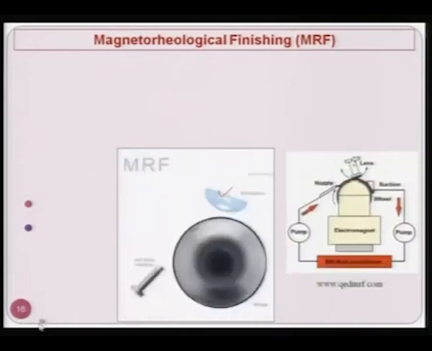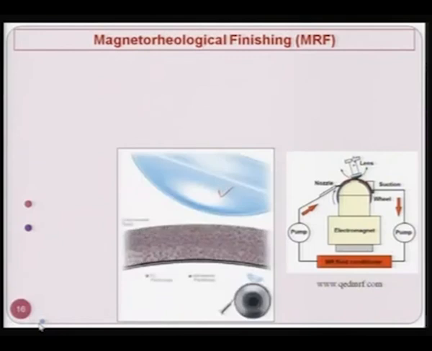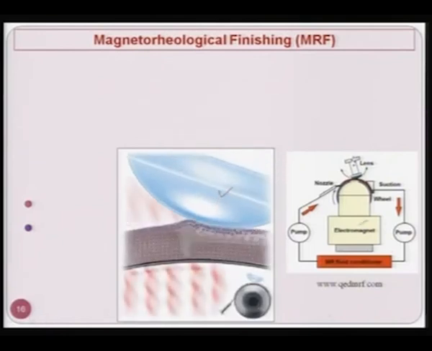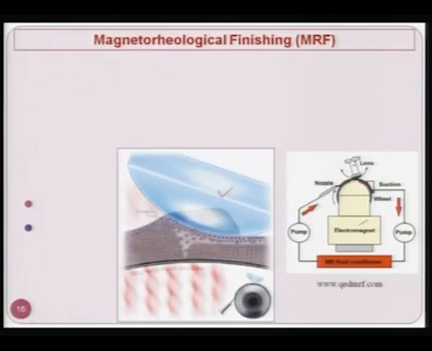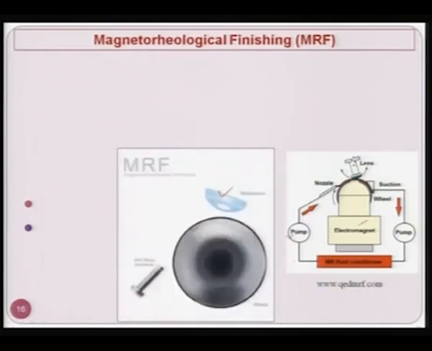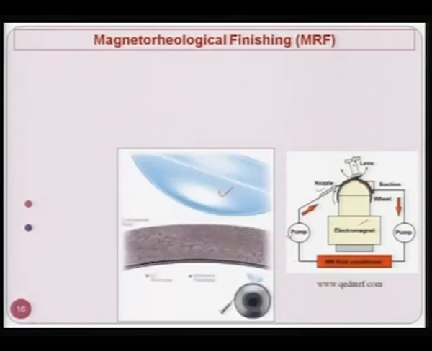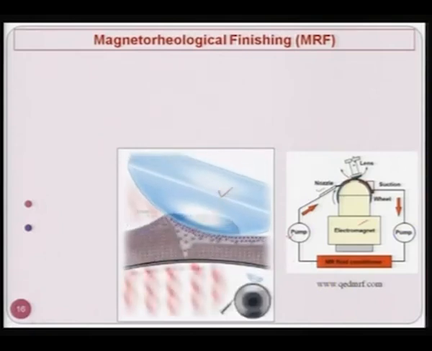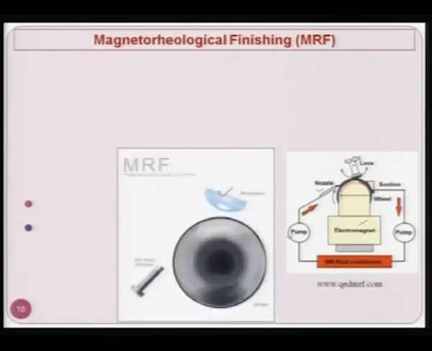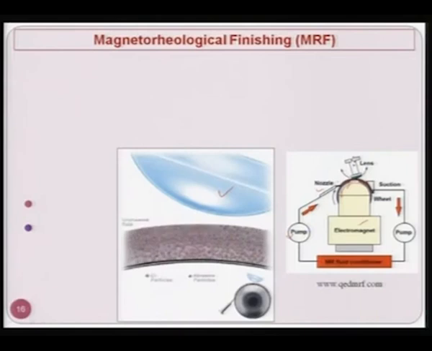If you see this figure, it clearly indicates what is happening in the left side figure. Here you can see there is the electromagnet, and there is the MR fluid conditioner, and a pump. This pump is pumping the MR polishing fluid to the nozzle. From the nozzle, the fluid is being dispersed on the wheel. This is the wheel which is rotating in this particular direction, and this fluid is coming on this, and there is the electromagnet, because the magnetic field is there.